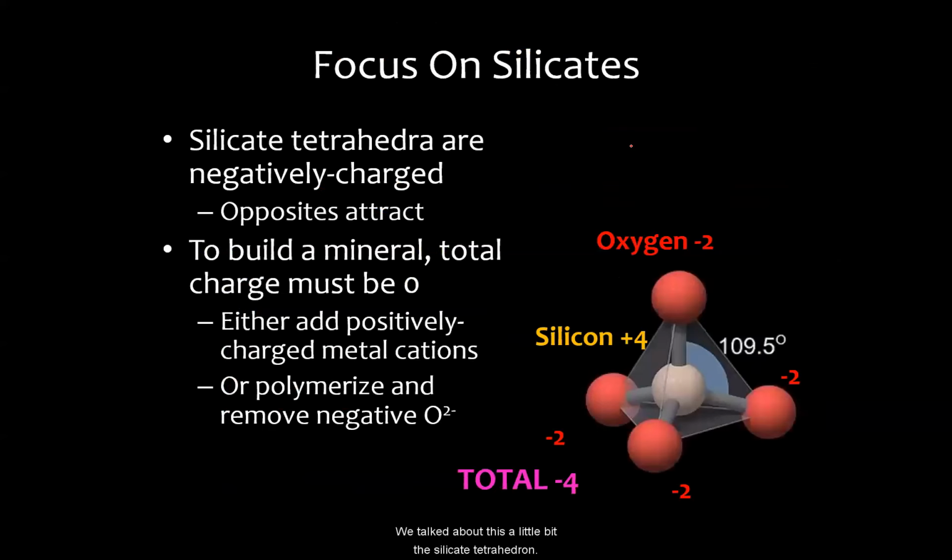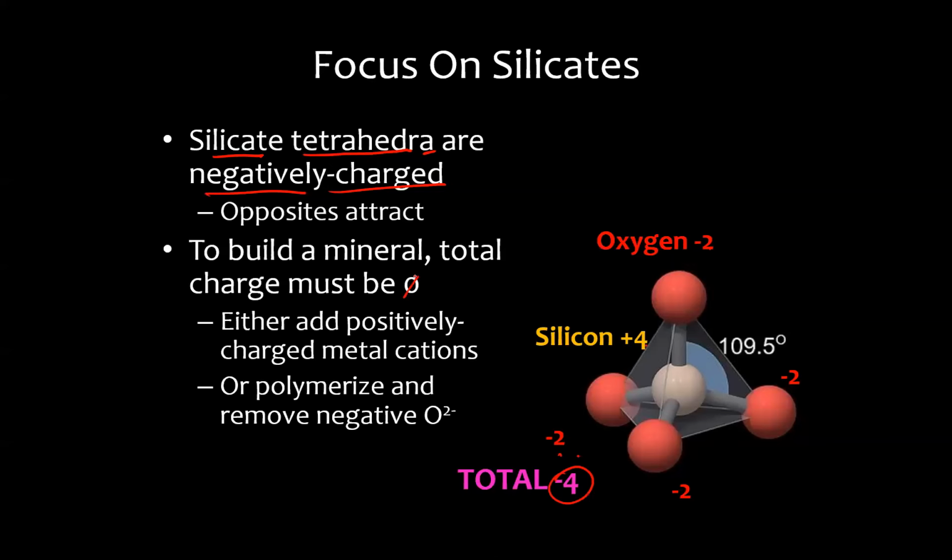We talked about this a little bit. The silicate tetrahedron, the plural of which is tetrahedra, is negatively charged. The silicon itself has a +4 charge, and each oxygen has a -2 charge. But all told, overall, that total charge is -4. Now, to build a mineral, that charge must be 0. It must be neutral, because like charges repel and opposites attract.